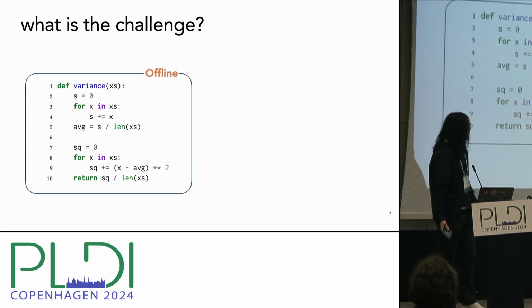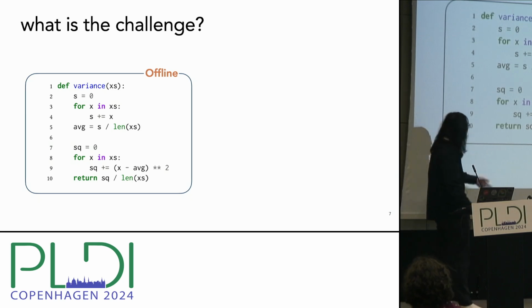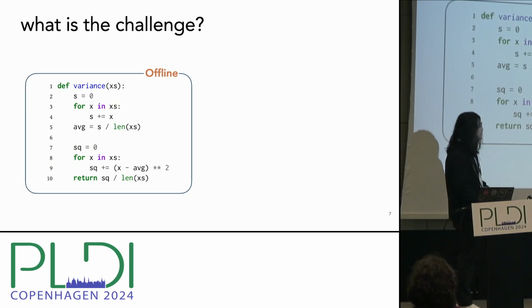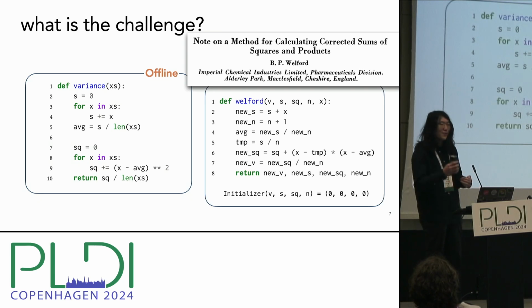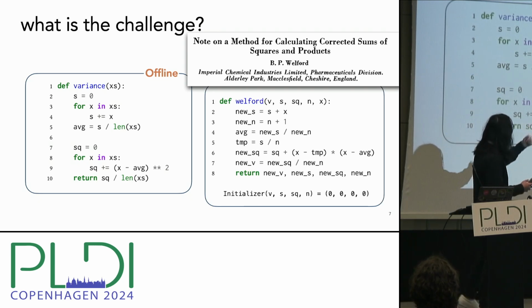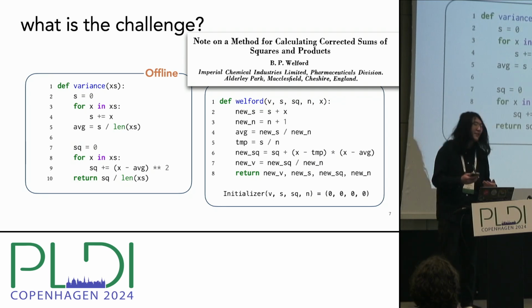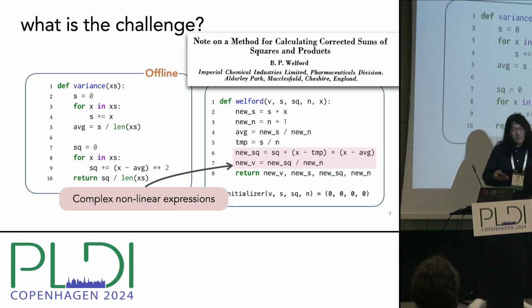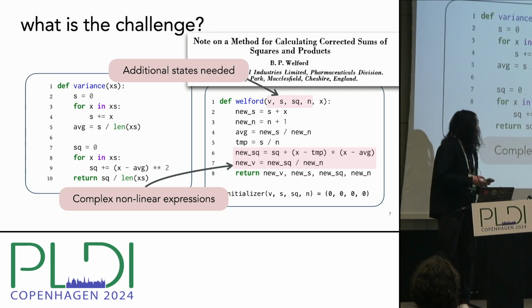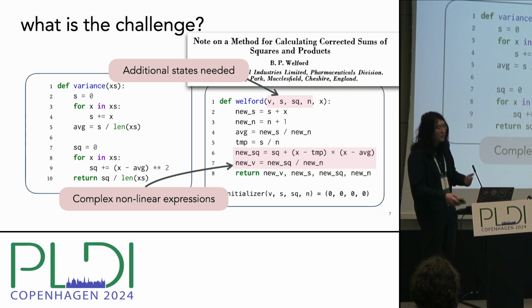So what is the challenge here? Take a look at this simple example. This is computing simple variance in a 2-pass style. Interestingly, the online algorithm for variance comes from an old paper in the 1960s, called Welford's algorithm. If you take a look at Welford's implementation, it has quite complex nonlinear expressions. To make things even worse, we don't know anything about what additional states are needed here. So we need to figure it out.